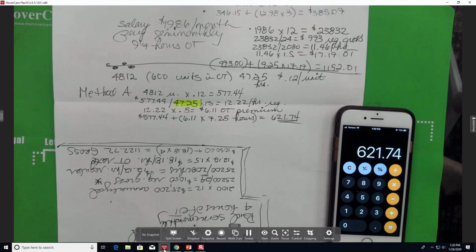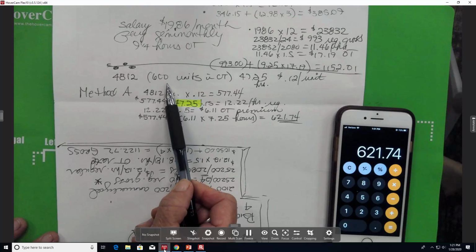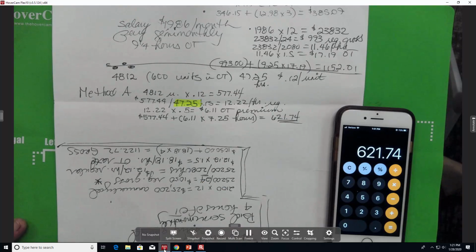Second method is super easy. All it says is that I get paid my 12 cents for the units I made in the first 40 hours, and I make 12 cents times 1.5 for all the units I made after 40 hours. How many units did I make in the first 40 hours or inspect? Not 4812. 4212, yes. Right? I had 4,812 units in total. If I did 600 of them in overtime, you subtract the 600, how many did I do in the first 40 hours, right?